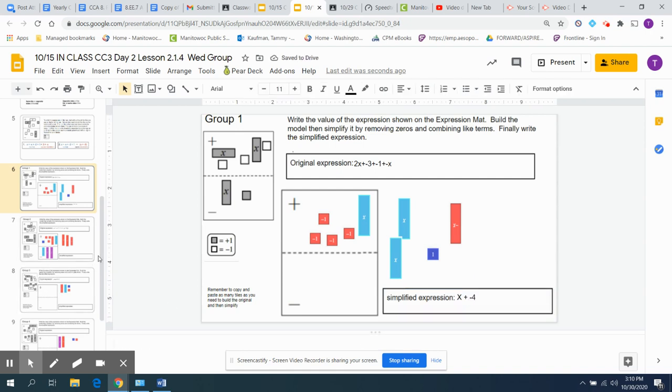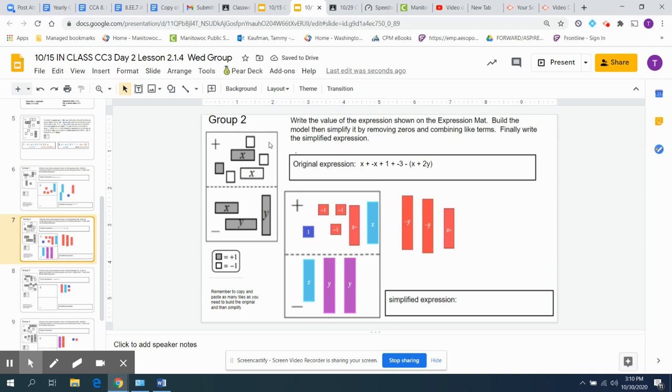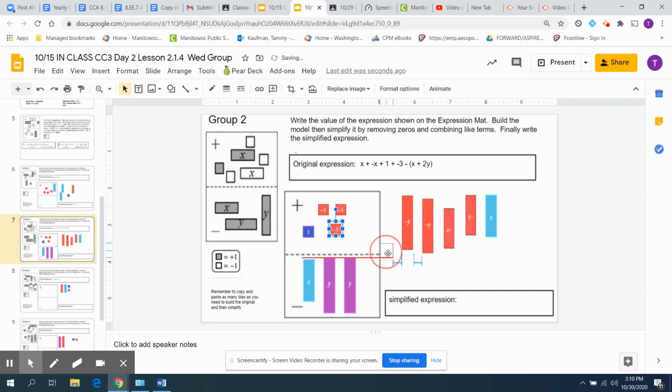Okay. When I go to this one, again, writing the expression, we have x plus negative x plus 1 plus negative 3. And now they wrote it with the minus sign in front, and then exactly what they see, x and 2 y's. And then I had them build it, and we did zero pairs to simplify this. So I'm going to take an x and an x off, a positive and a negative off the top, and a positive and a negative off the top of the unit tiles.